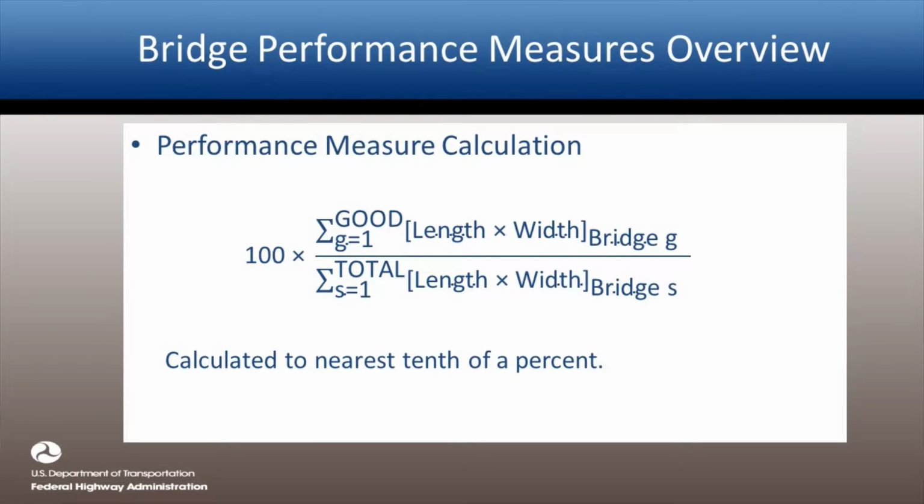So this is just a formula, the way you calculate it. Basically, all you do is sum up all your deck area for whatever condition you're interested in, good, fair, or poor. You sum that up, and then you divide it by your total deck area and multiply it by 100. So it's a pretty easy calculation. But there seems to have been, at least for a while, a lot of confusion. A lot of people were thinking we were talking about counts, but we're talking about deck areas.